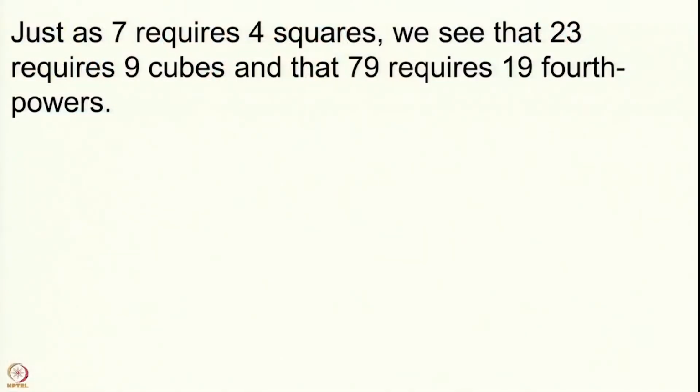Further, let me just recall this for you that 7 does require 4 squares. You cannot write 7 as a sum of 3 squares. Similarly, 23 will require 9 cubes. So, 23 is a number which does require 9 cubes. You cannot write it as a sum of 8 cubes, and you also have that 79 will require 19 fourth powers. In fact, it is easy to give what number.